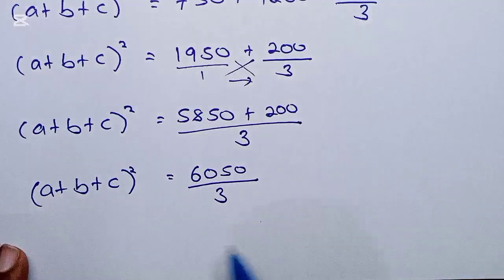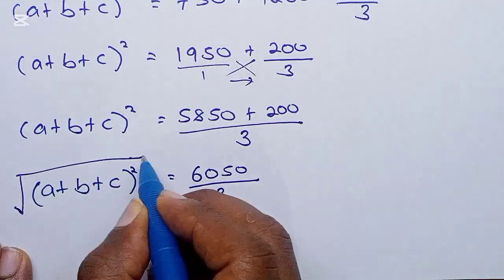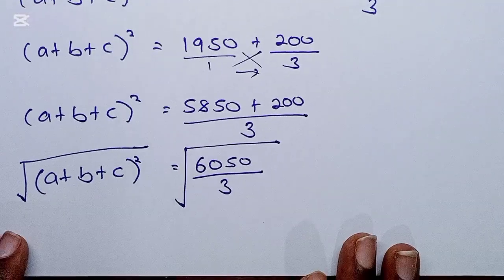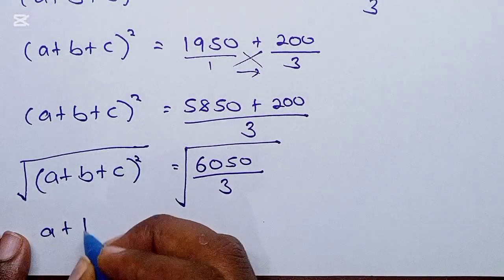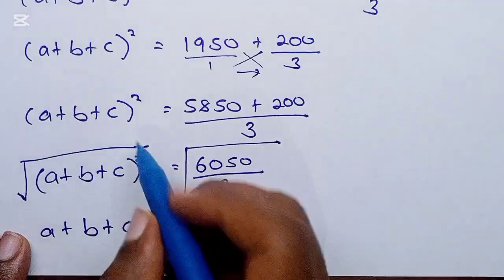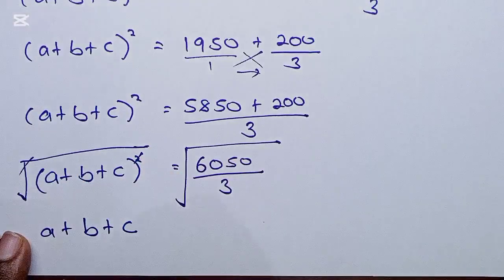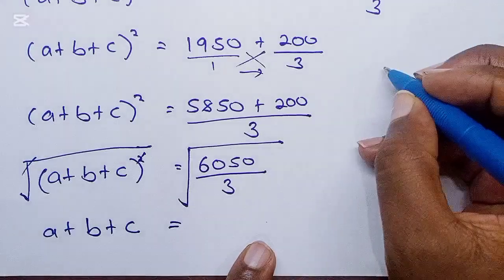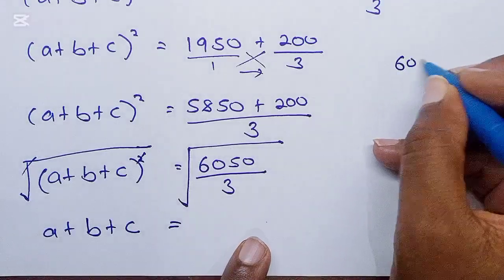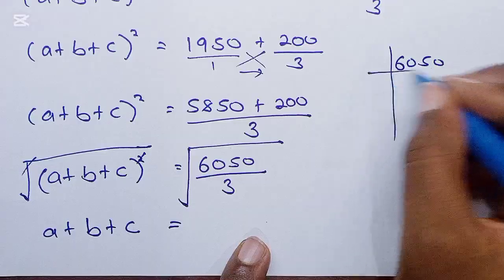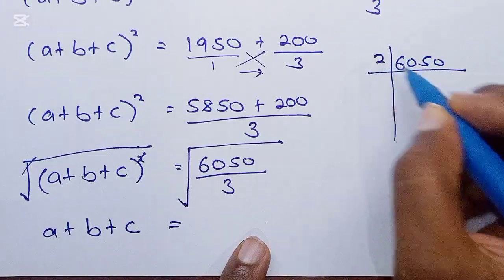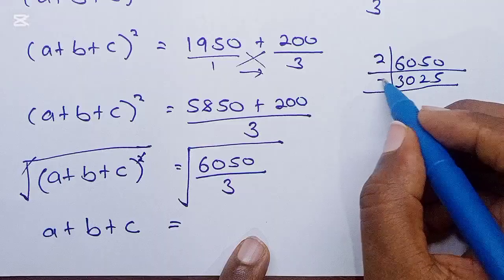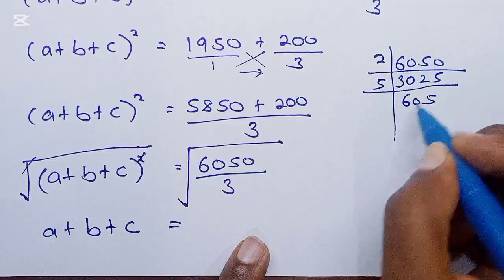Now next step, let us find the square root on both sides. So square root here and square root here. So we shall have A plus B plus C. So this cancels with the square root. This will be equal to, now let's first of all find the factors of 6050. This is divisible by 2 to give us 3025. This is divisible by 5 to give us 605.